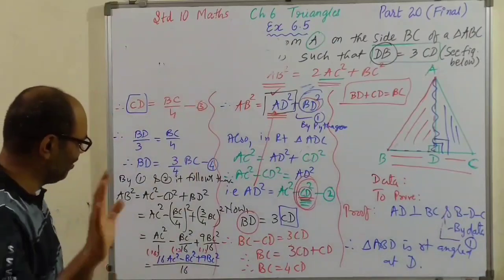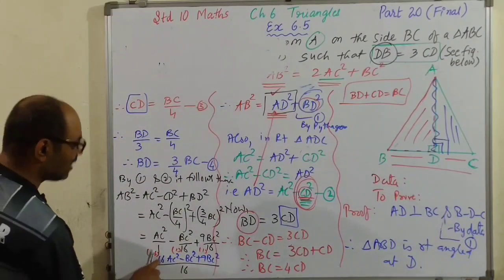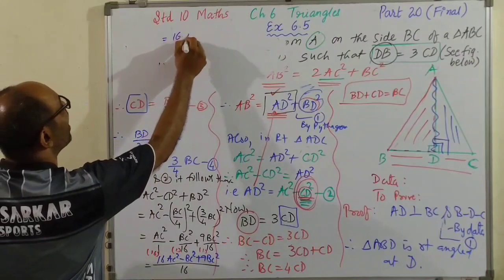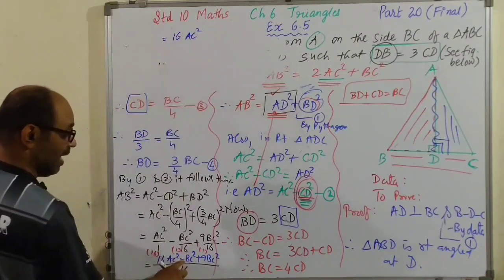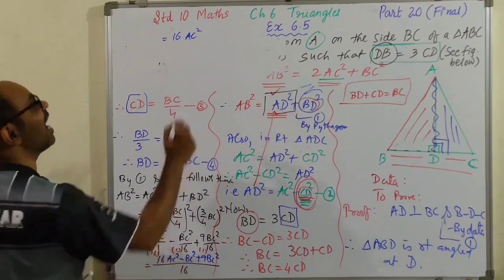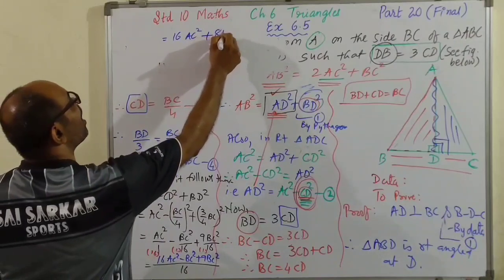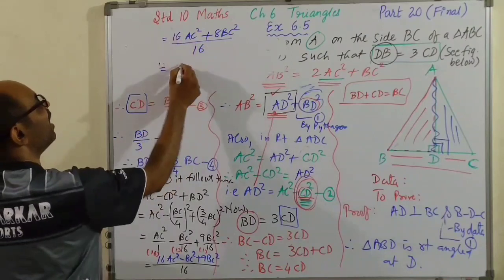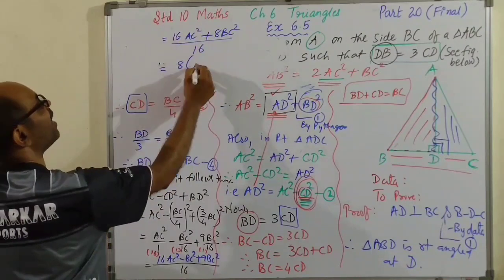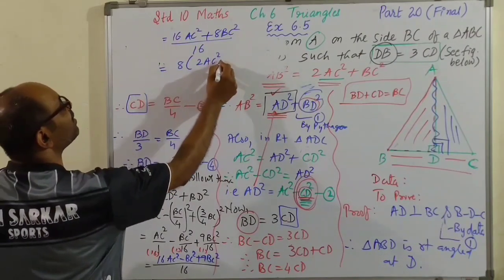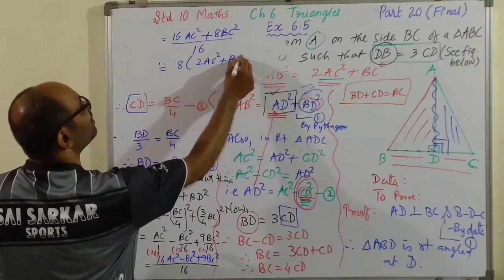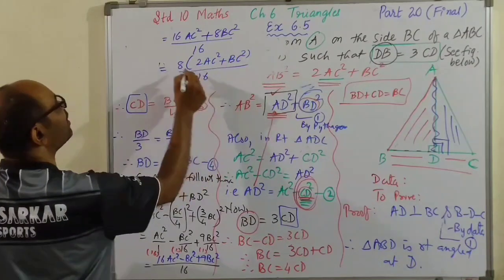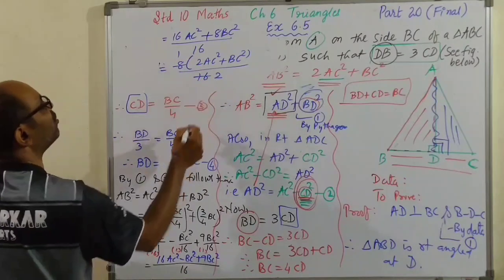Finding it tough? It isn't. So 16 AC square minus 1 BC square plus 9 BC square is plus 8 BC square whole upon 16. Here 8 is common in the numerator. So 2 times AC square plus BC square upon 16. 8 1s are 8, 8 2s are 16.